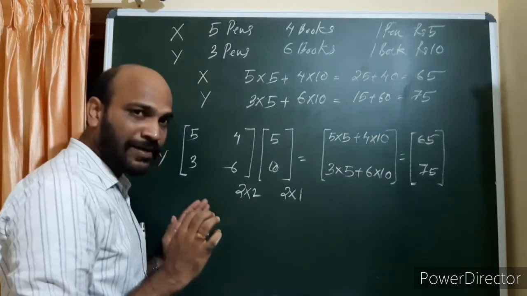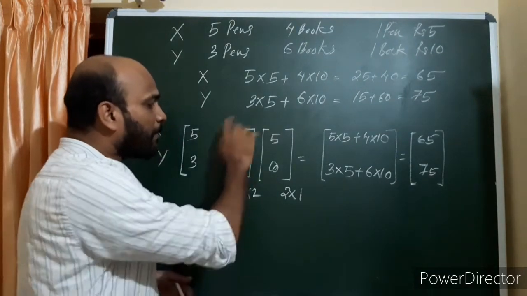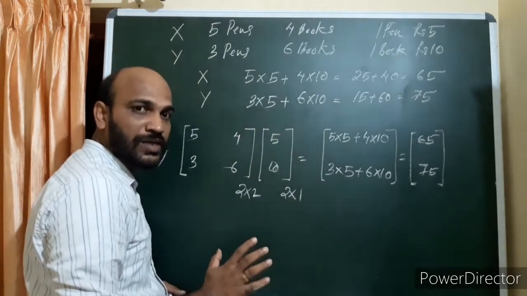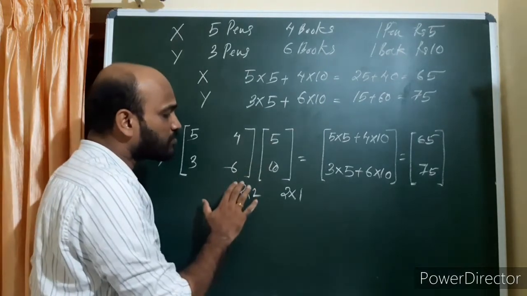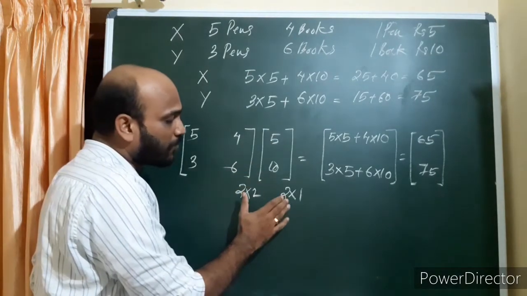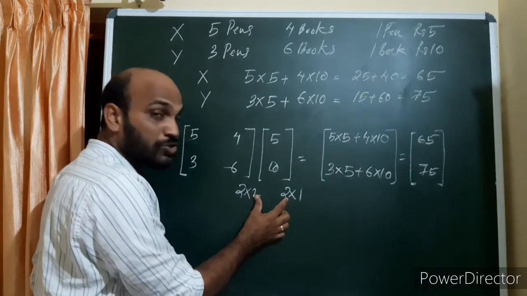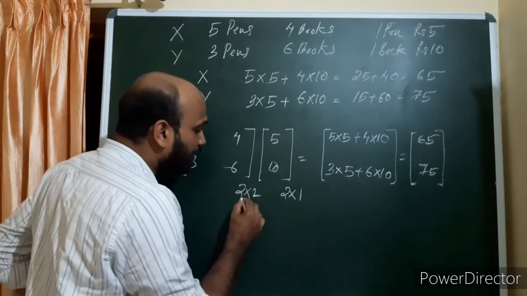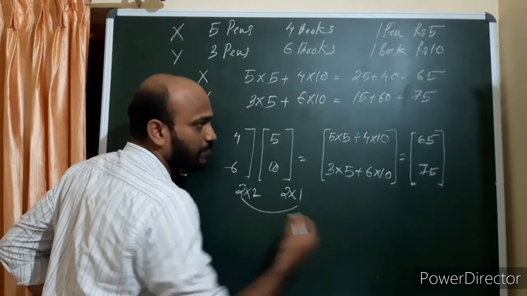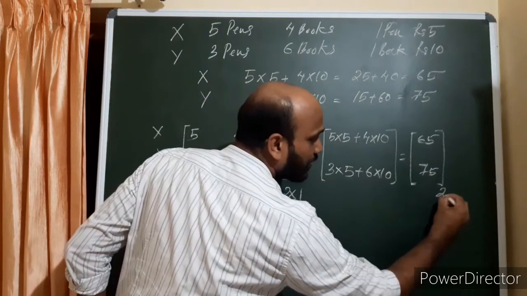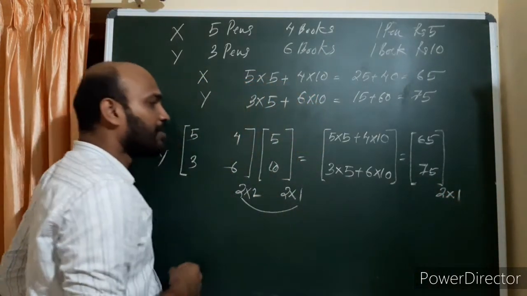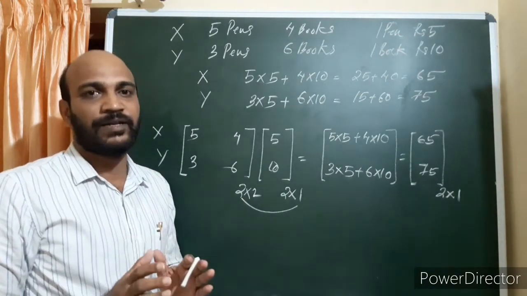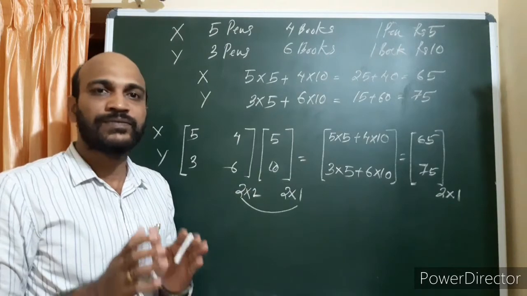So the first condition I will tell for multiplication: the number of columns of the first matrix should be equal to the number of rows of the second matrix. So these two should be the same. And what is the order of the resultant matrix? The order of the resultant is 2 by 1. Right? So in order to multiply two matrices, the number of columns of the first matrix should be equal to the number of rows of the second matrix.